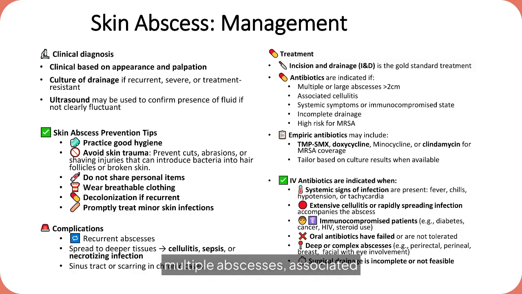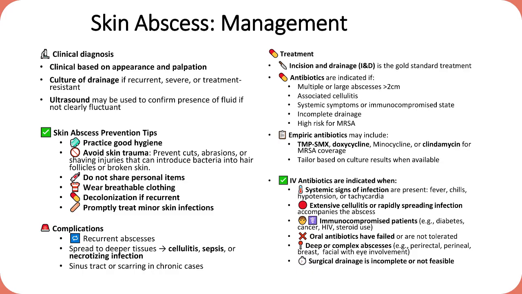Management of a skin abscess centers on prompt incision and drainage, which is the cornerstone of treatment for all fluctuant abscesses. Antibiotics are indicated in cases of large or multiple abscesses above 2 centimeters, associated cellulitis, systemic symptoms, immunocompromised patients, or incomplete drainage. Empiric oral antibiotics with MRSA coverage, such as doxycycline, trimethoprim sulfamethoxazole, or clindamycin, are commonly used, and tailored therapy is guided by culture results when available.